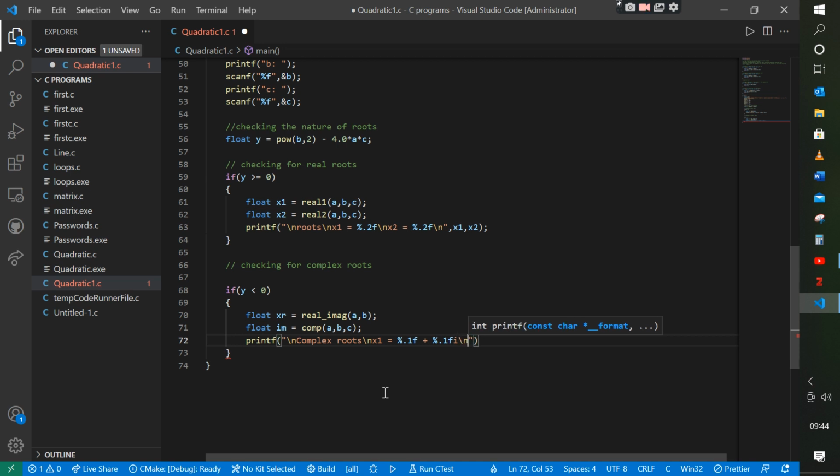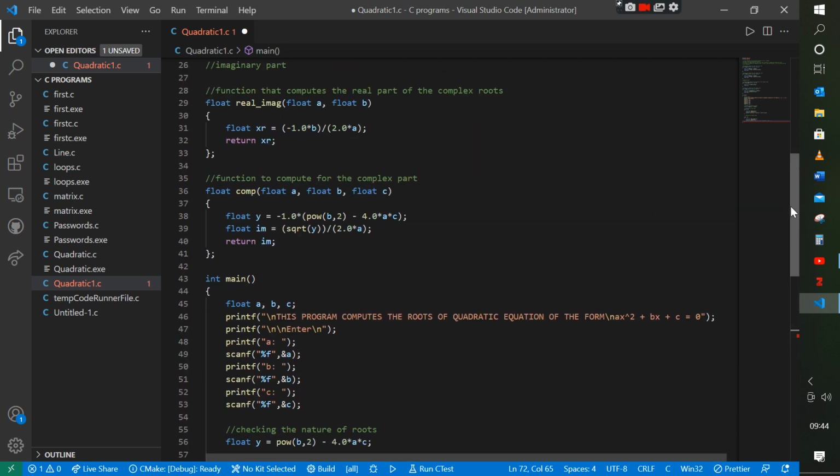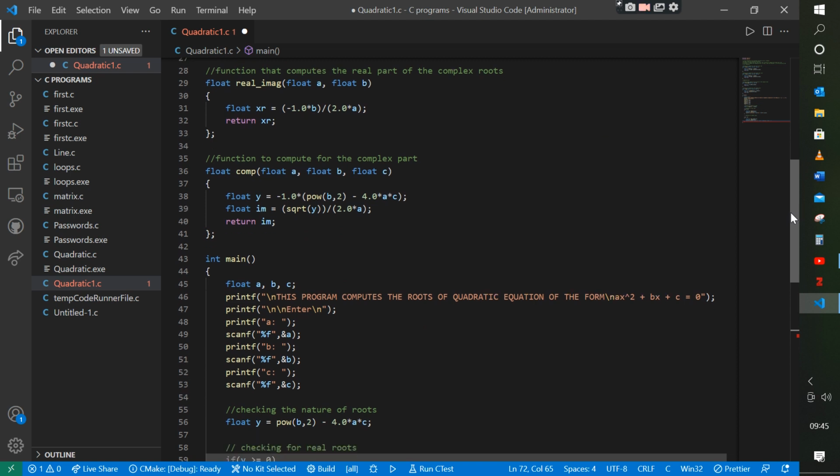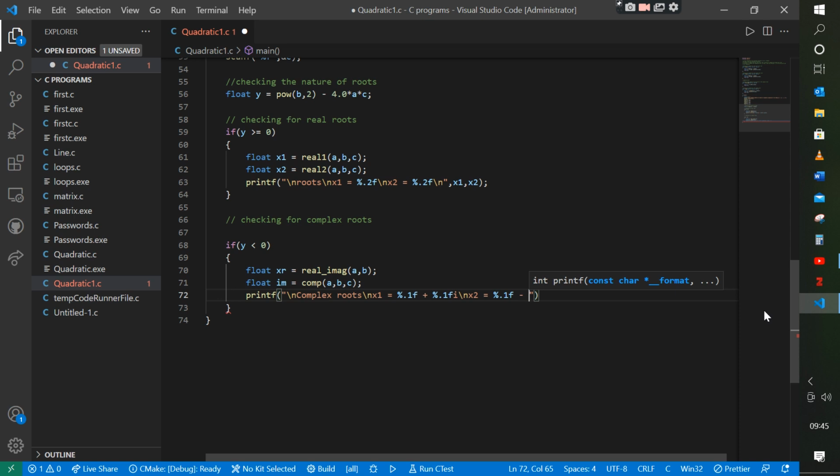On a new line we are going to write the same thing for x2, and it's going to be equal. The real part takes xr, so %0.1f as usual, minus, since we are now taking the second part of the complex roots. Again %0.1f, to one decimal place. We need an i, which won't change anything, it will just be printed as it is, just to identify complex numbers.